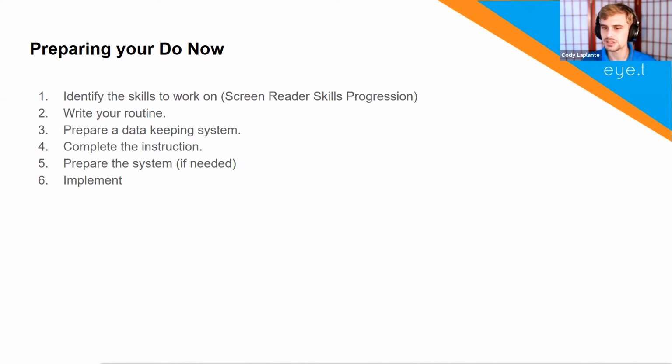So identify those skills. What do you do next? You write your routine. Remember, write the entire thing so that on Tuesday, June 4th, when Johnny finally completes his do now in 10 minutes, you can say, great, I have another step for you.